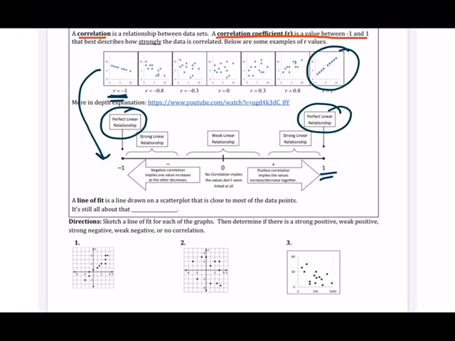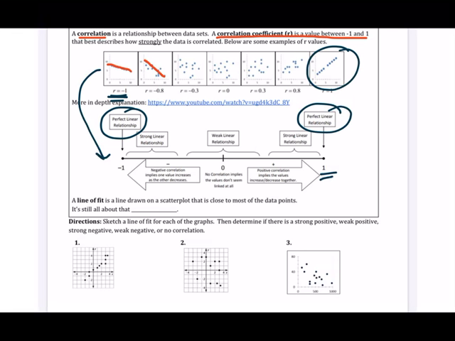So if you look at this R value here for -0.8, if I drew a line, I can tell that that has a negative slope, but the points are definitely not as close together as if I drew a line here, where I could draw a line that actually goes through all of those points. So the closer the points are to your line, the closer your R value is to -1 or +1.